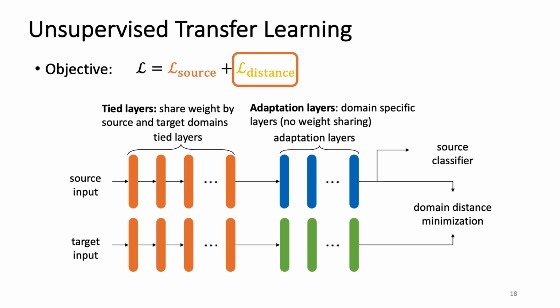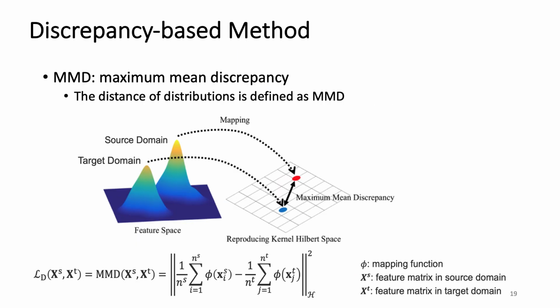To give an example, the most frequently used distance is the MMD, the maximum mean discrepancy. As you can see here, say this is a source domain, and this is the target domain, and this is the two-dimensional feature space. So we learn a mapping that maps them to this new feature space. And in this feature space, we hope that the distance between the source and the target data is small. So basically, we try to minimize their distance.